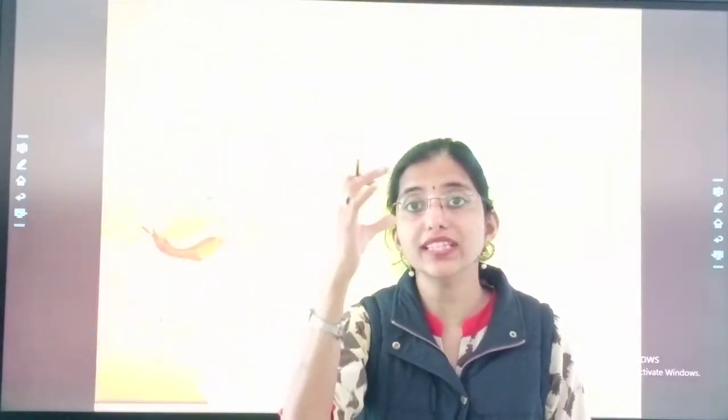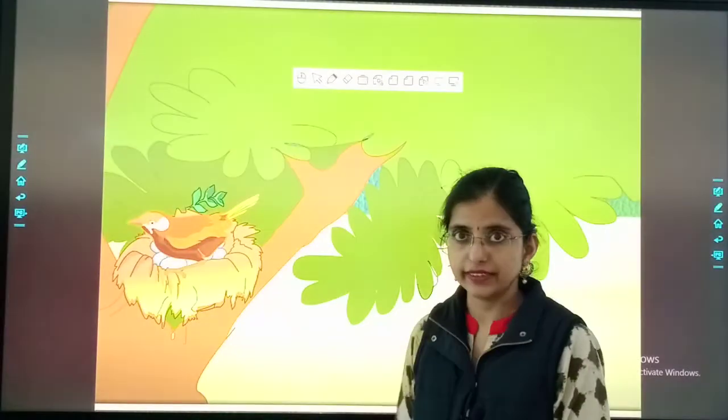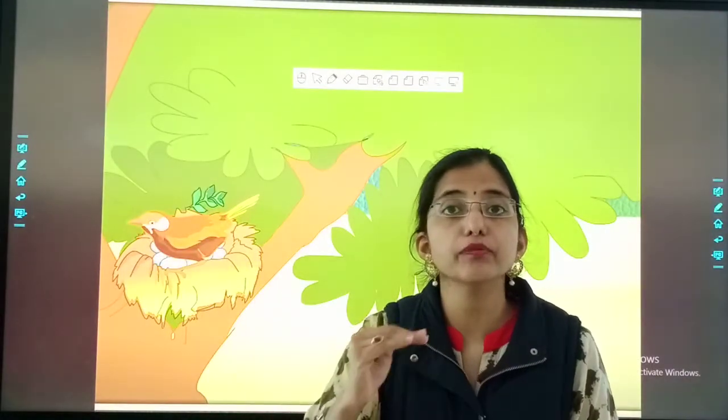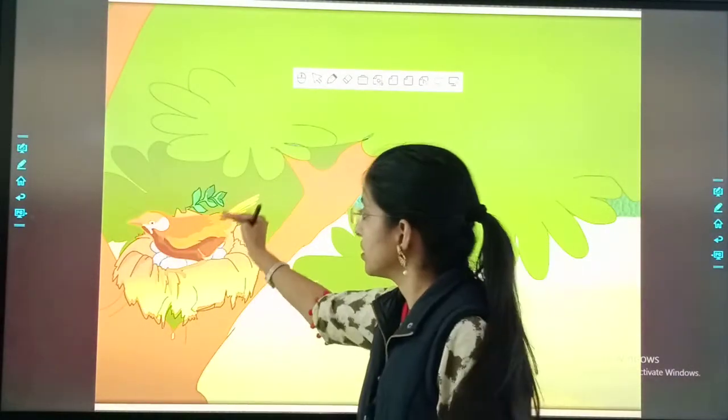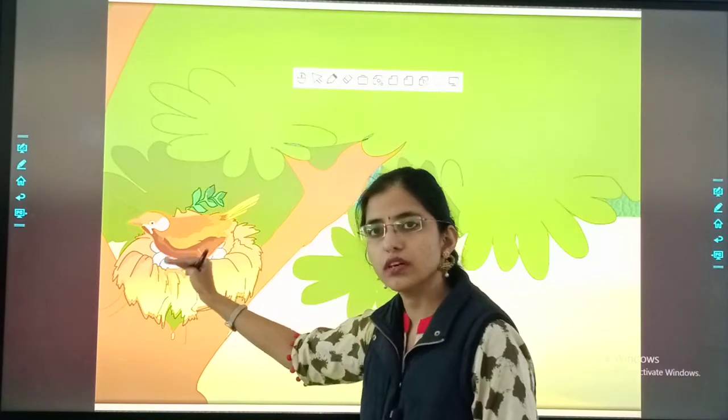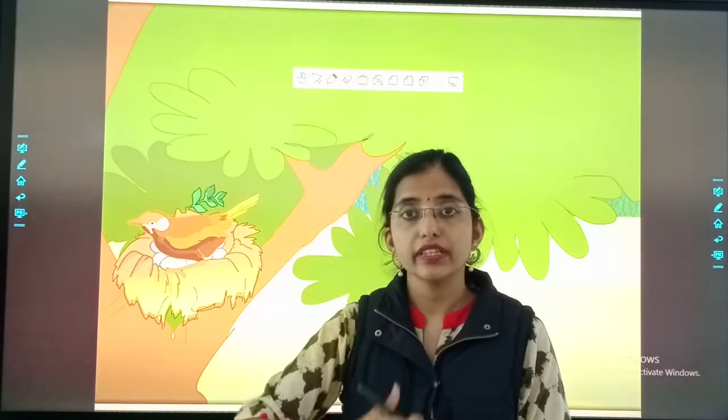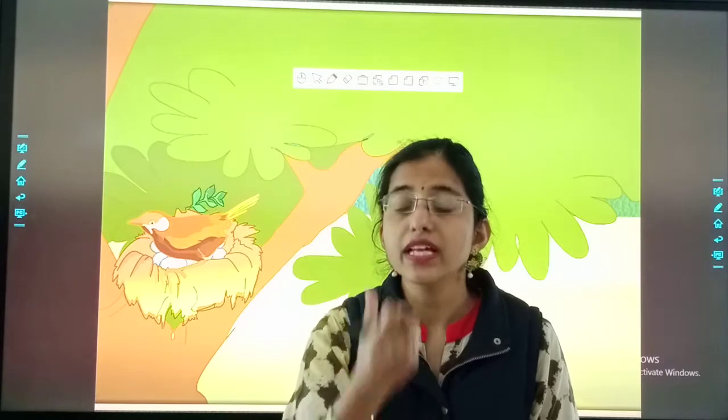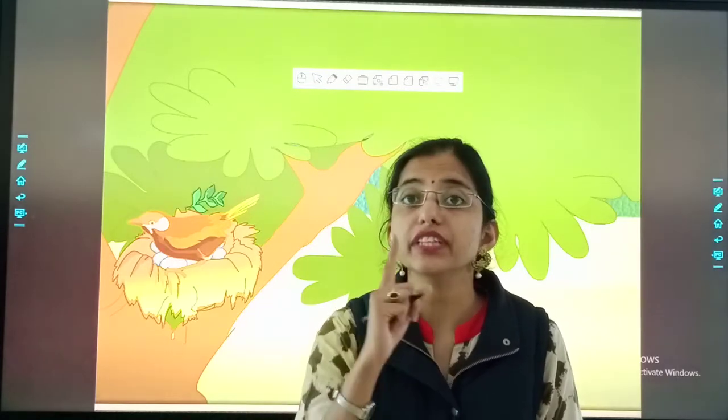When the young ones come out of the egg, that is known as hatching. And this process is known as incubation. When the mother sits on the eggs to keep the eggs warm, this process is known as incubation.